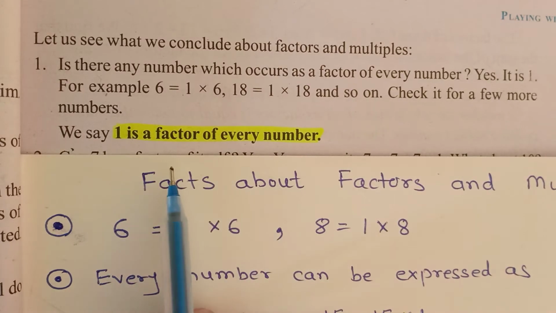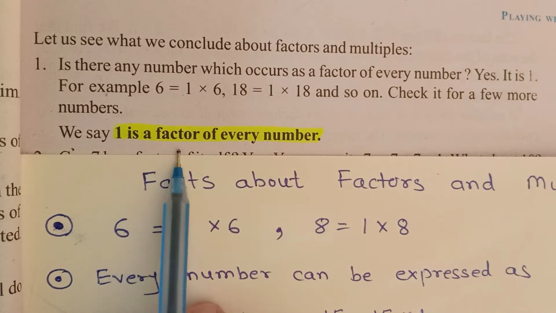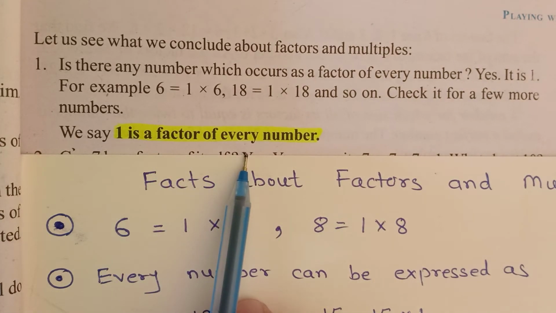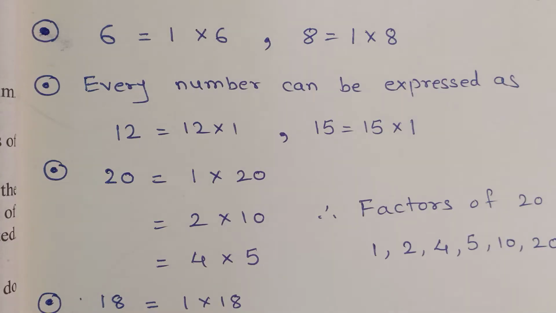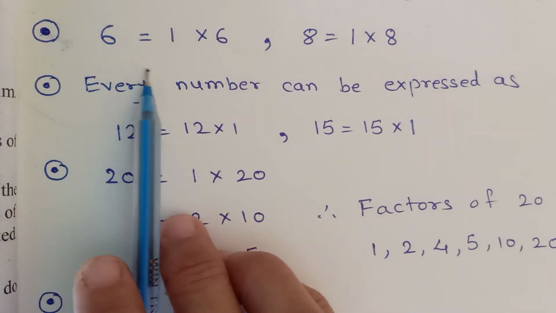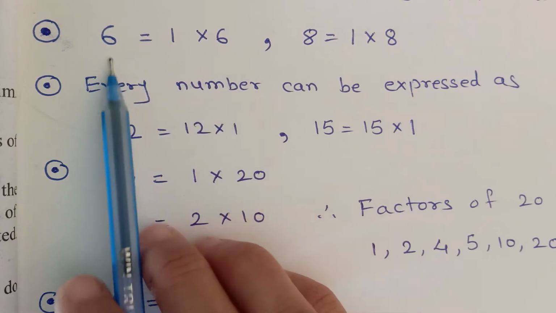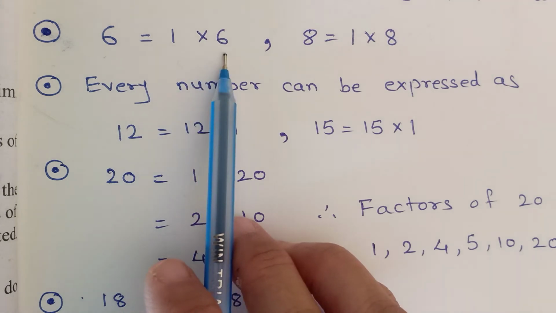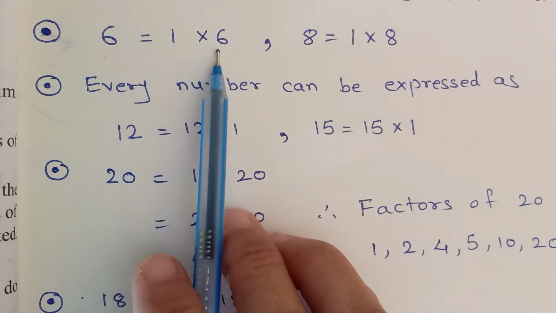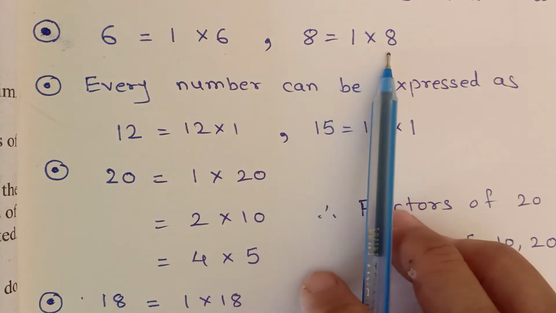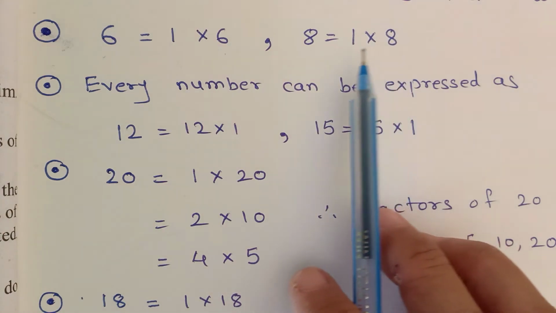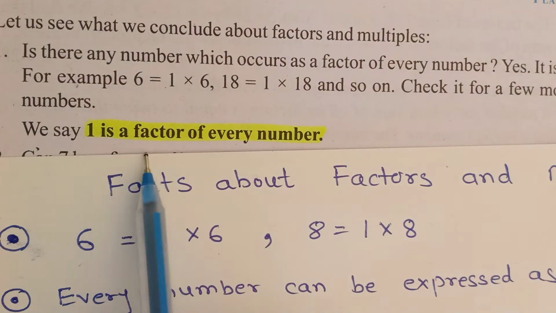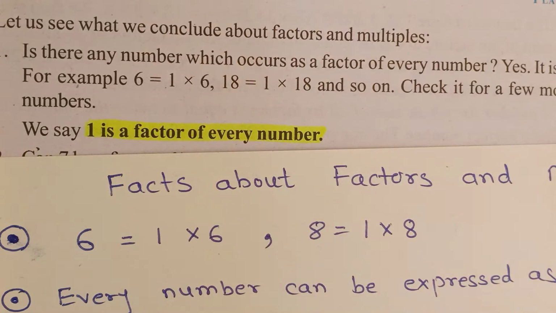Now, our first property is that 1 is a factor of every number. Let's see with this example. When we multiply any number by 1, see here I have written 6, and 1 into 6 gives me the answer 6. So 1 is a factor of 6. 8: 1 into 8 gives me the answer 8. So it is a factor of 8. Therefore 1 is a factor of every number.